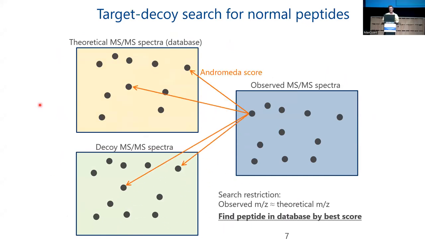The trick that we can use here is that observed MSMS spectrum should approximately have the same MZ as its theoretical match. So we don't have to look through the whole database, we just have to look through a portion of it that corresponds to observed MSMS spectrum. Thereby, we introduce this restriction for the search.